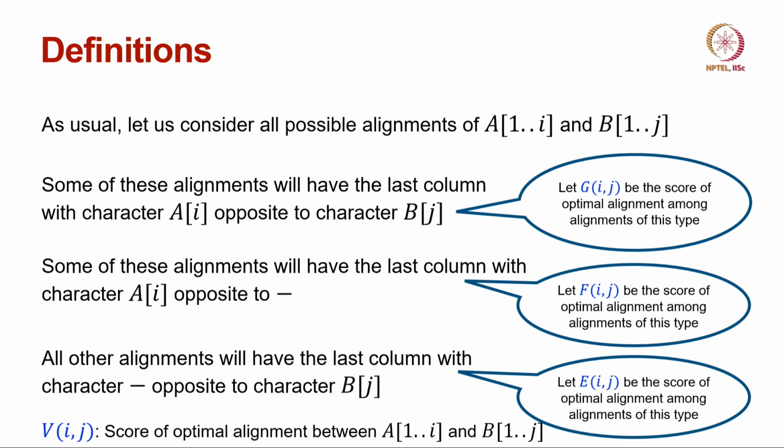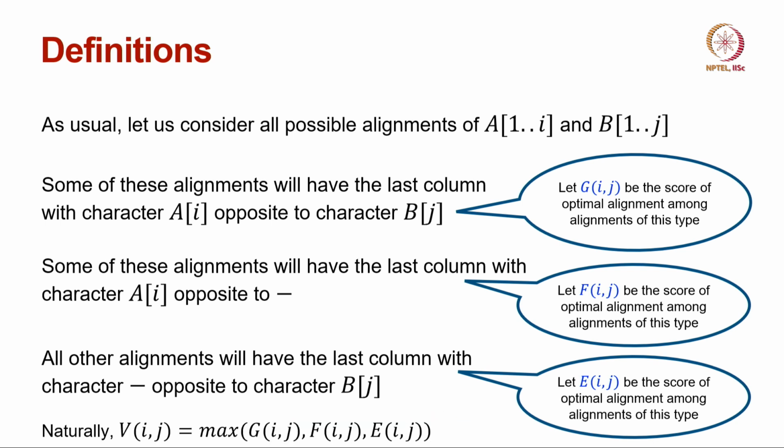Finally, the last notation I want is Vij, the standard score of the optimal alignment between the prefix of A and the prefix of B. This considers all possible alignments, that is the optimal alignment score between A1 to i and B1 to j. Naturally, Vij is equivalent to the maximum of Gij, Fij and Eij, because an alignment can only be of one of these three types. So if I am looking at the optimal alignment, Vij has to be the maximum of the Gij, Fij and Eij values. I hope these three definitions are clear, because they are important for how the recursion will work.